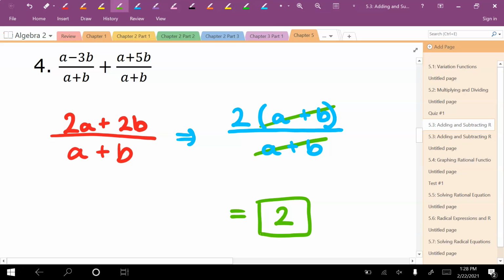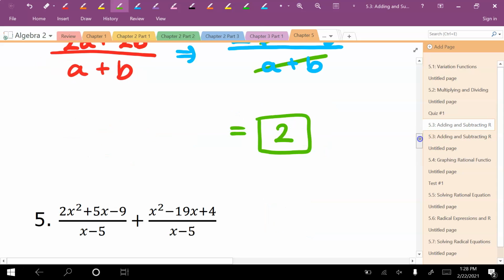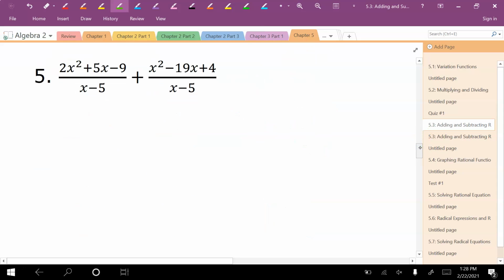So for a lot of these problems, you're going to have to combine the numerators, put it over that denominator, and then see if there's any simplifying you can do. And that involves taking out numbers. It could even be taking out letters. And then if you see those quantities that are the same, you can reduce them just like you were doing with the multiplying and dividing problems. Okay, so turn the page over. I want you to go ahead and try number 5.